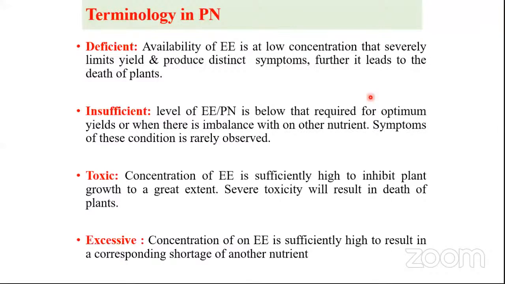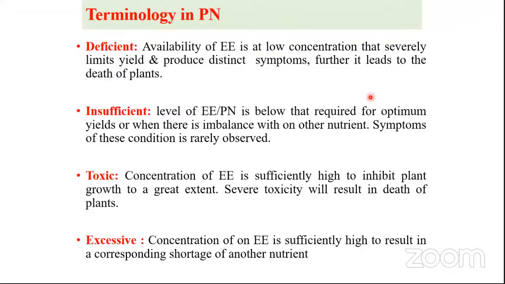Whereas coming to insufficient, here optimum yield is required. Insufficient means the requirement is not met, or there is some imbalance with other nutrients also. Here also, in insufficiency, the plant can face some problems. Optimum yield requires the nutrient, but its availability is low. Here you can see some symptoms are rarely observed. During insufficiency, there is some imbalance with other nutrients, in simple words.